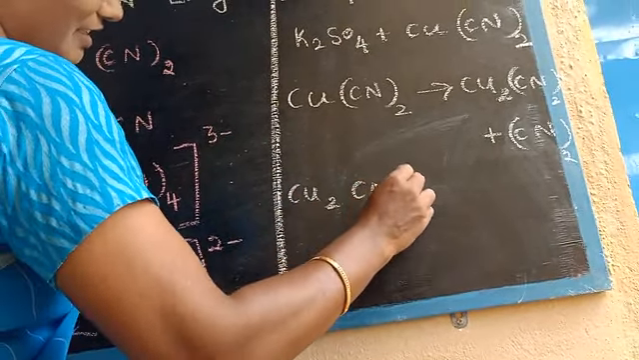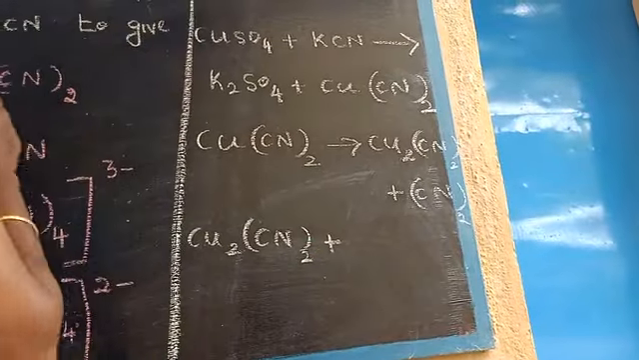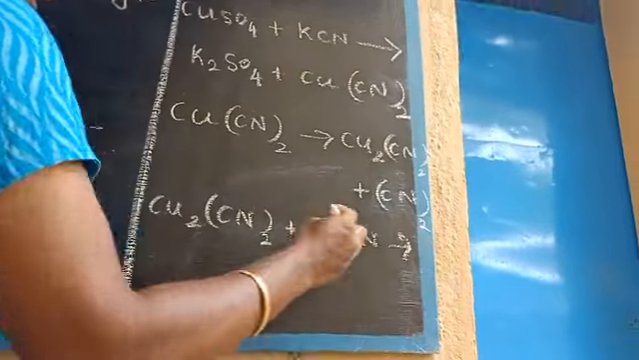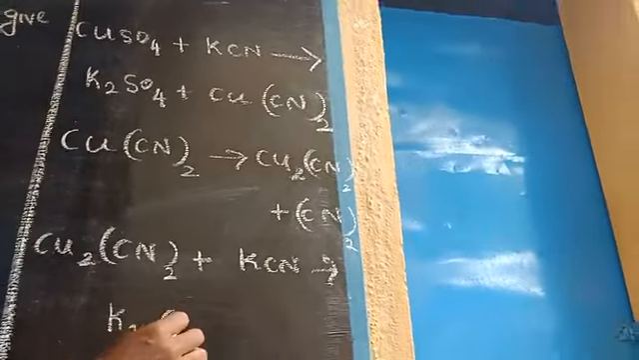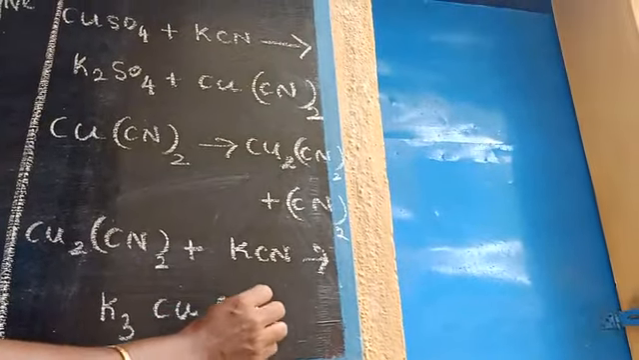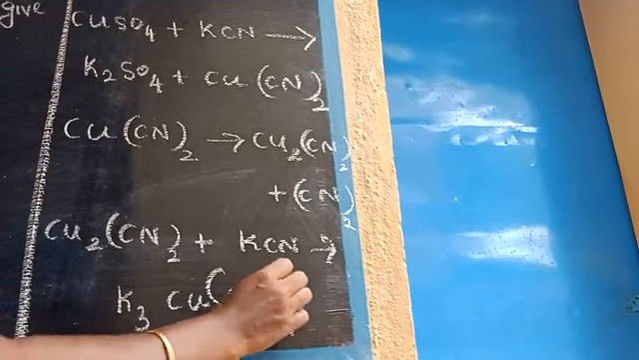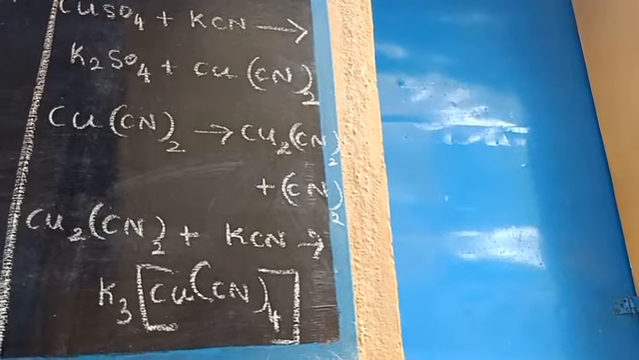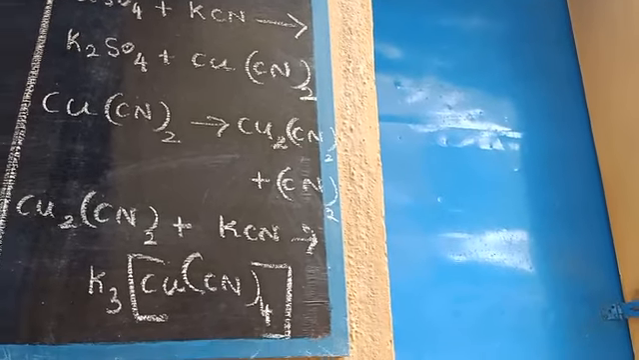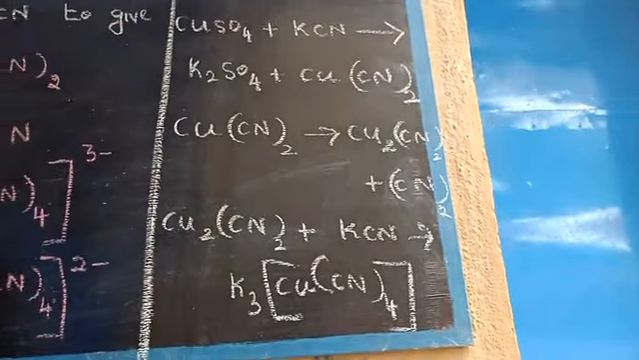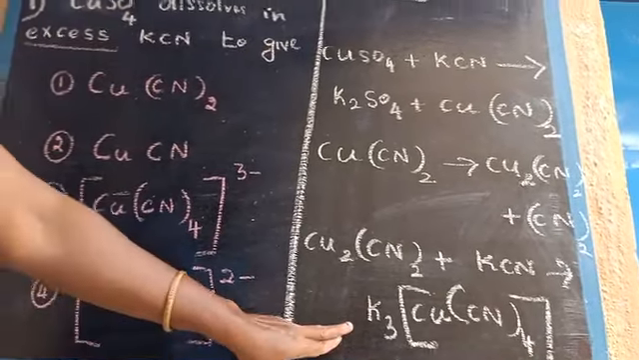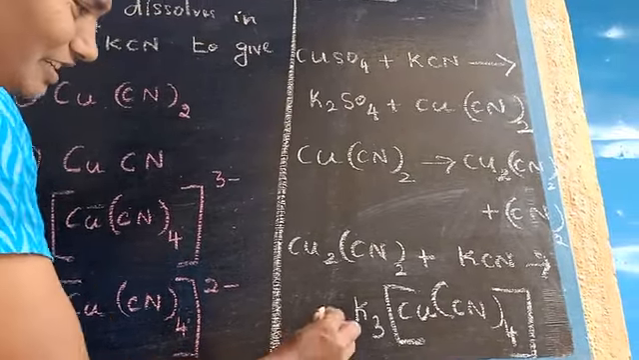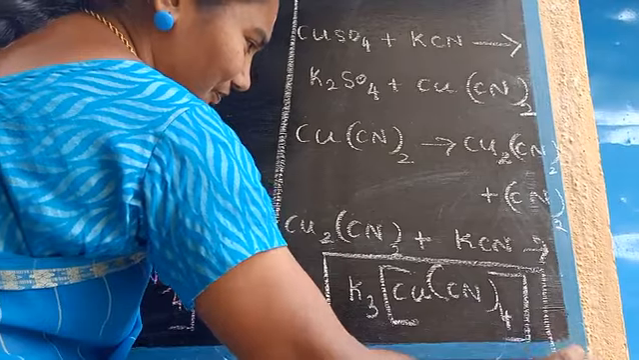Cu2(CN)2 with excess potassium cyanide KCN gives K3[Cu(CN)4]. That's all, this is the product. But here the product is not written like that; it is in ionic formation. You studied in the coordination chemistry lesson how to split. This is the final product.